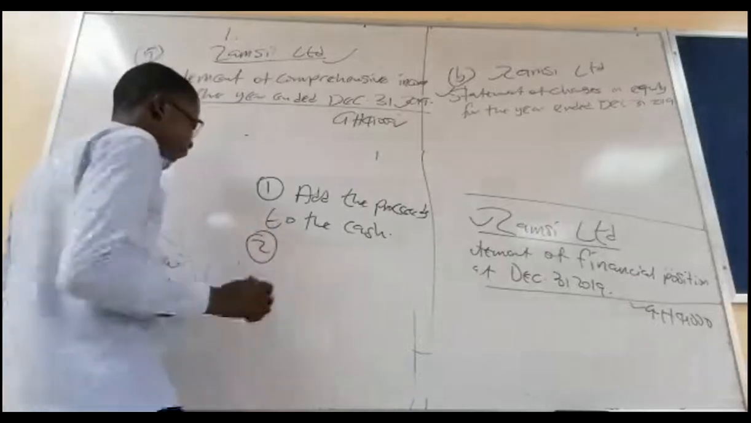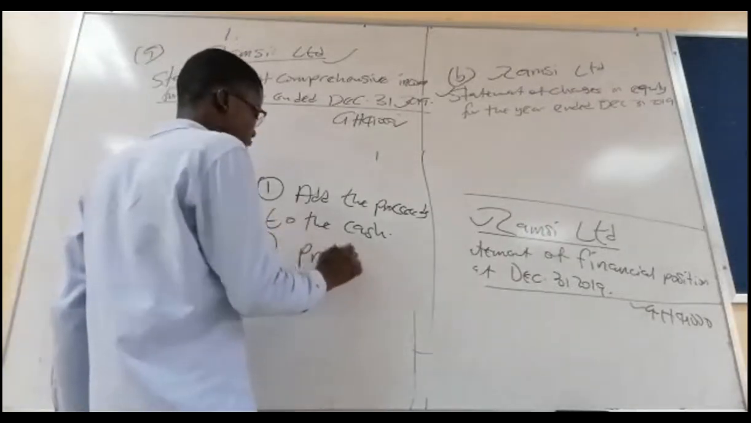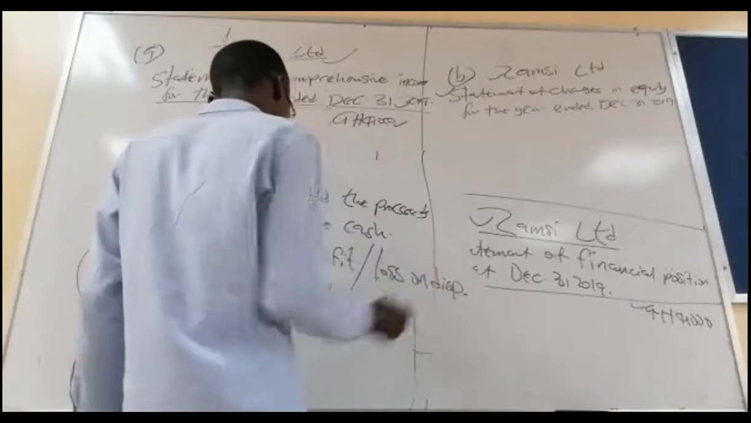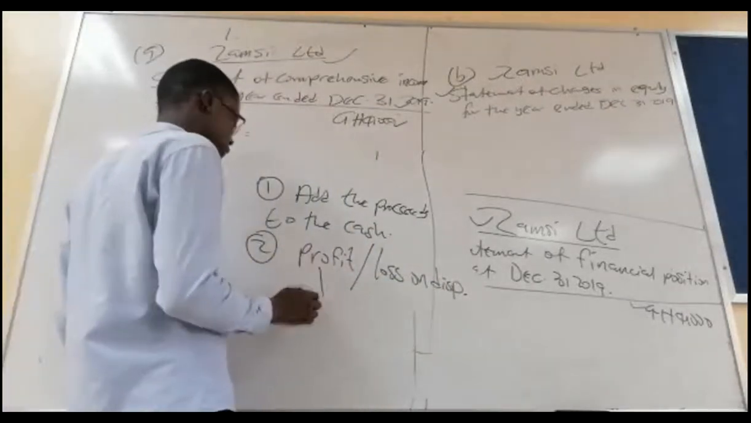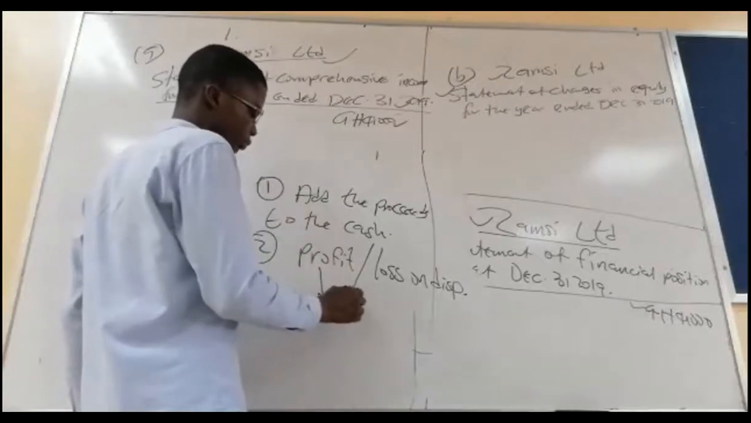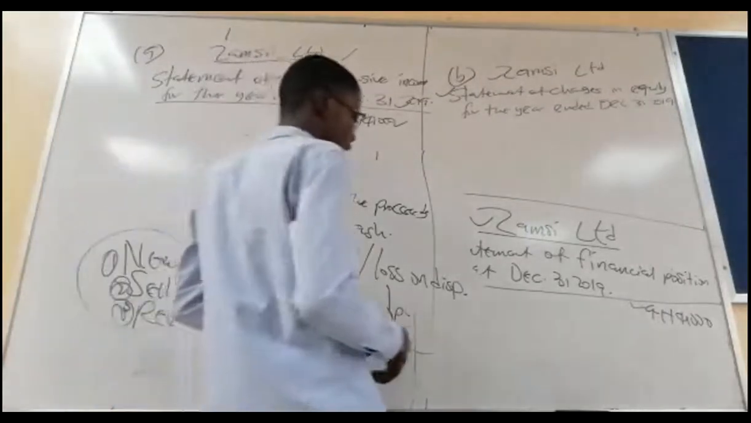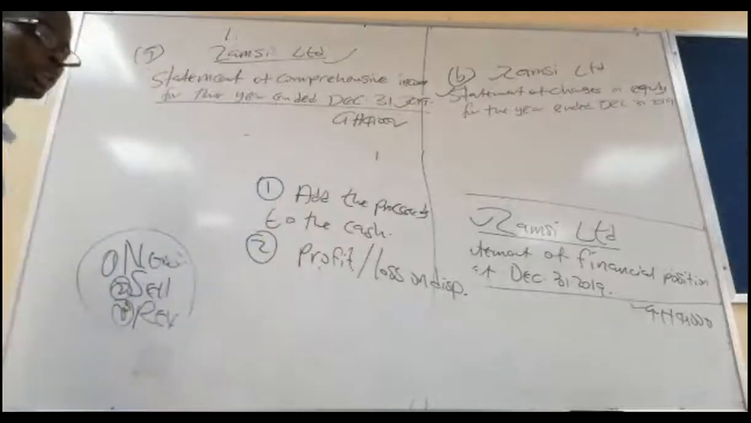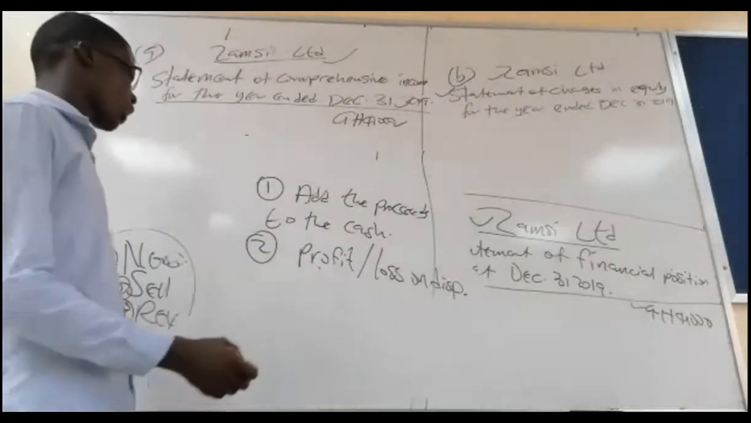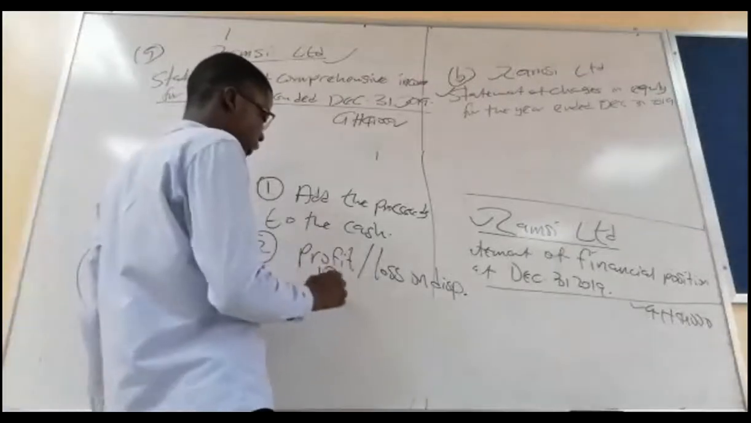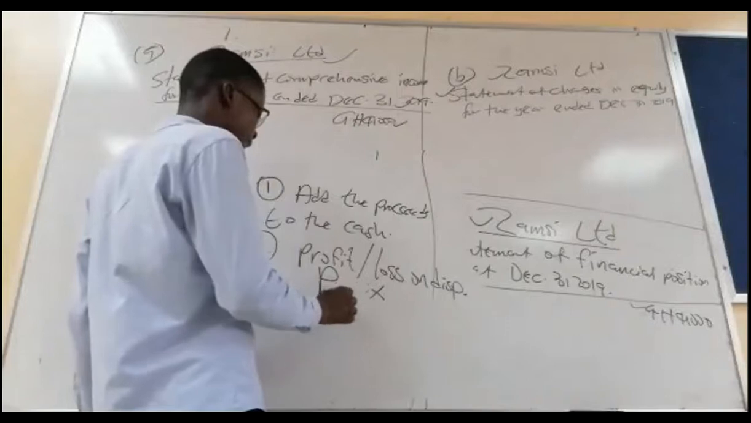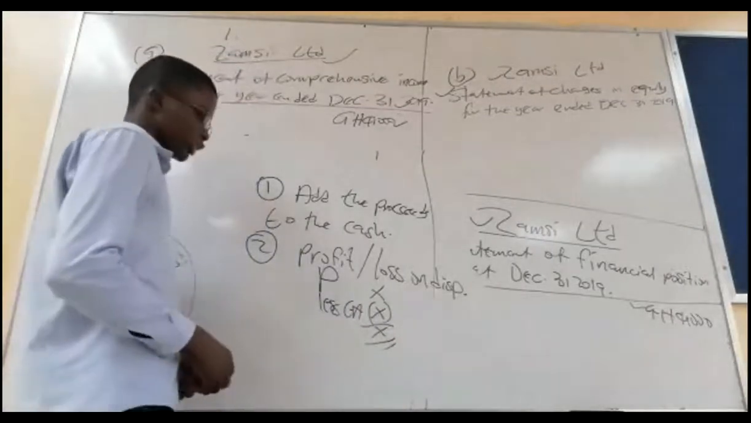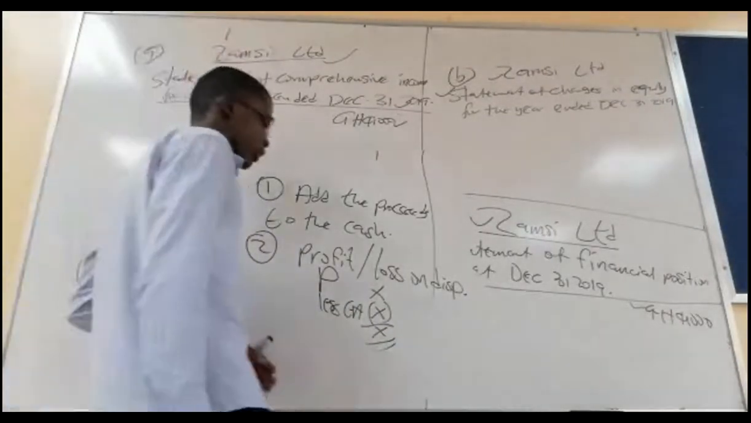Step number 2: calculate the profit or loss on disposal. If it's a profit, it goes to other income. Loss goes to operating expenses. You are done. Now, how do you calculate the profit or loss on disposal? It is the proceeds, so much, less the carrying amount, so much, then you get a profit or loss on disposal. So that's step 2 that we have to do anytime there's a disposal.